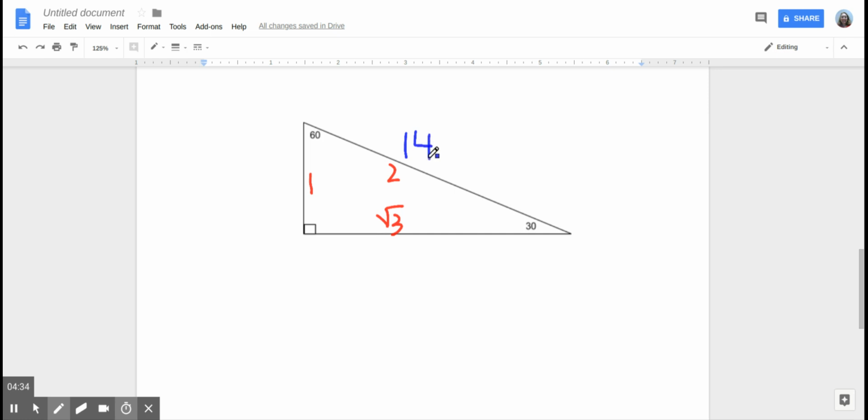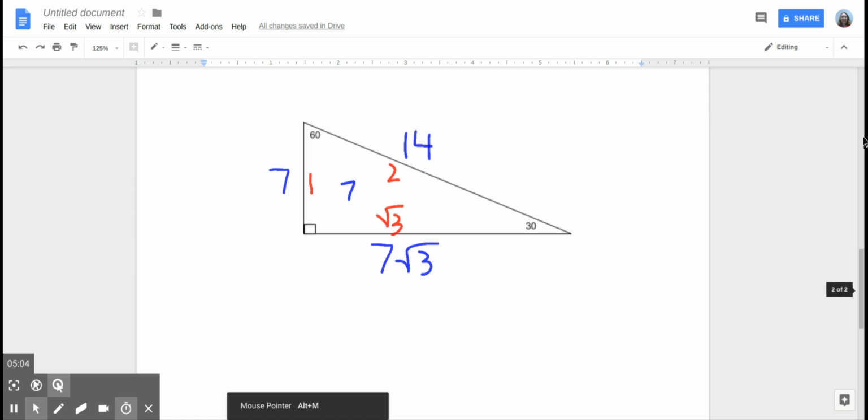We're still going to do the same process, divide in and multiply out. So I'm going to start with the 14, divide in by 2, that would give me 7 in the middle. And now I multiply out. 7 times 1 means our short leg here across from the 30-degree angle is 7. And 7 times the square root of 3 means my longer leg here would be 7 radical 3.